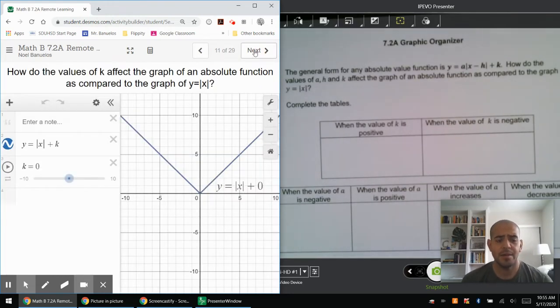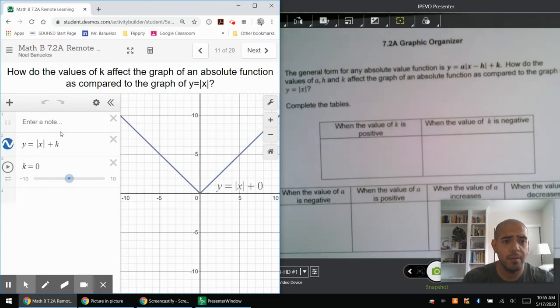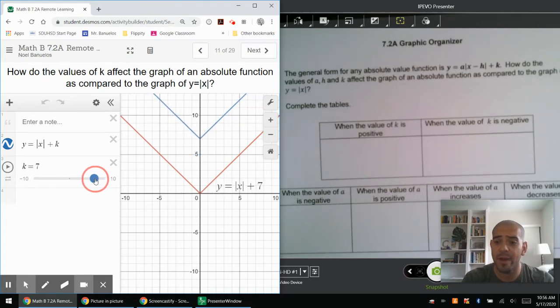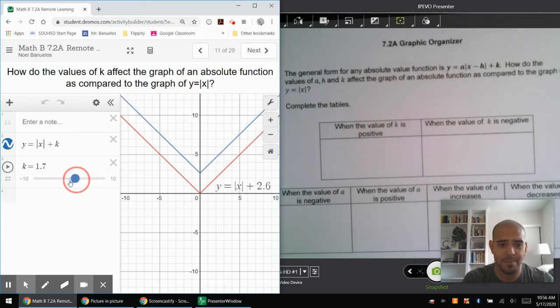All right, next. What happens if I add a value to my absolute value function? So let's say I add a value outside of it. What happens to my graph? So plus k represents a number. Right now it's 0. So let's see what happens if I change it to positive 1, 2. Look at what's happening here. What is happening to my absolute value? Now remember, the red one is the original. Now what if I go down? What's going to happen?